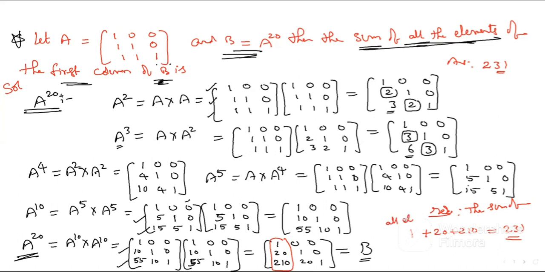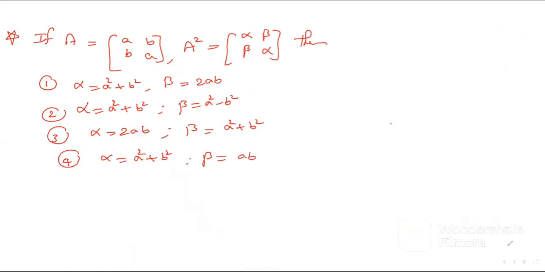The sum of all elements of the first column of the matrix B is equal to 231. That is the answer. Okay, now I am going to explain the next question. Here A matrix as well as A square is given. Then find the options.